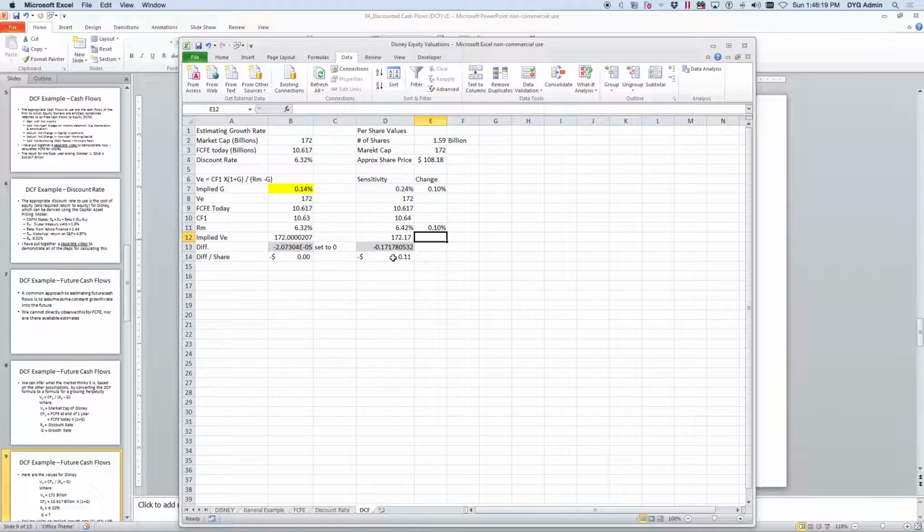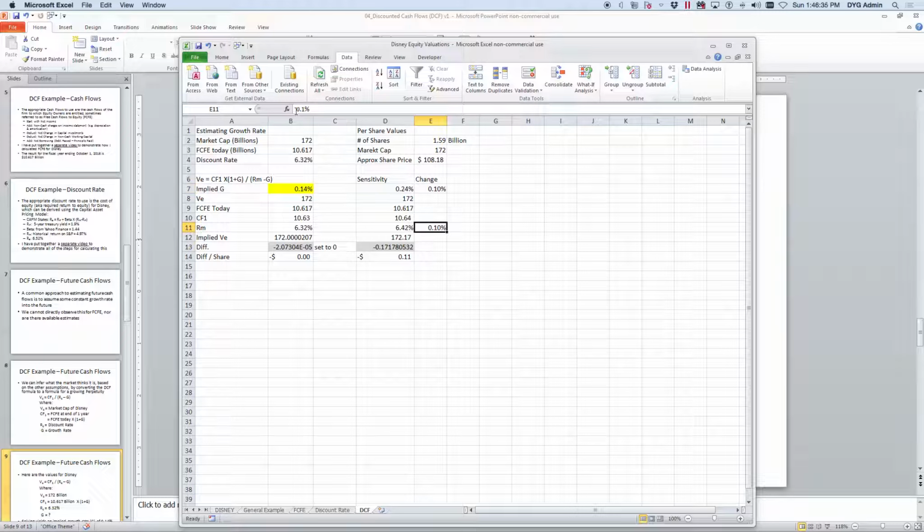If I miss on both of them, and I miss in the opposite direction on each of them, that's going to cause a bigger impact. So let's just say I make that one positive and that one negative. Now I'm looking at being off by almost $4. So it's not enough to just know, oh, if I miss by one or the other, think about the combinations. But in the grand scheme of things, you're talking about being off by $4 on a $108 stock.